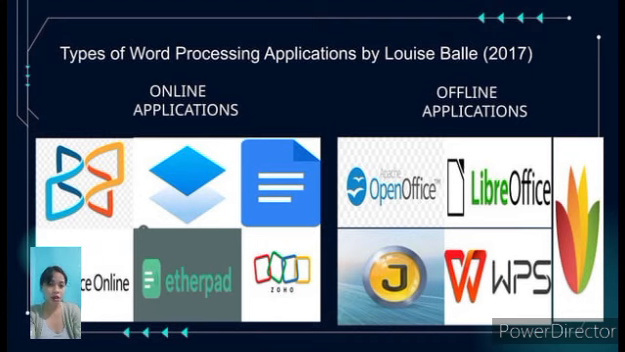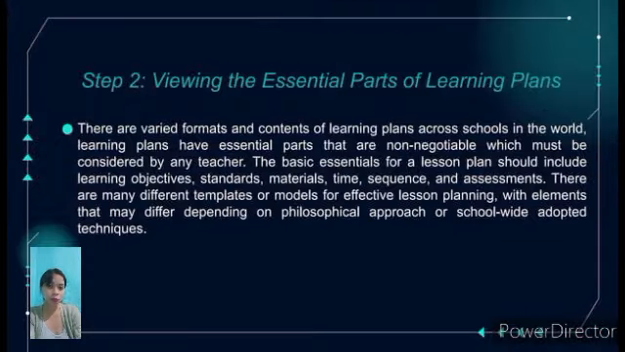Technology innovation. So now we will proceed to step 2. Step 2 is to view the essential parts of learning plans. There are varied formats and contents of learning plans across schools in the world. Learning plans have essential parts, of course, that are non-negotiable, which must be considered by any teacher. The basic essentials for a lesson plan should include the learning objectives, the standards, materials, time, sequence, and assessments. Yes, assessments, of course, because we're going to evaluate the learning of our students.